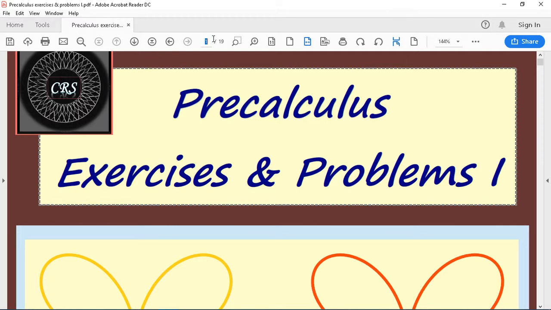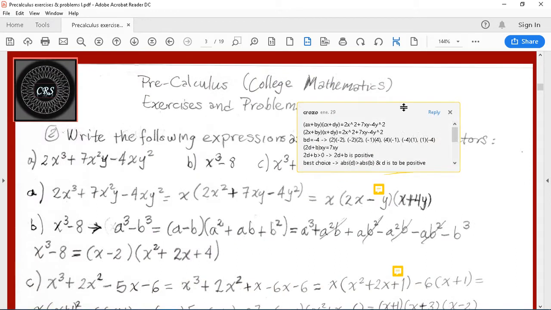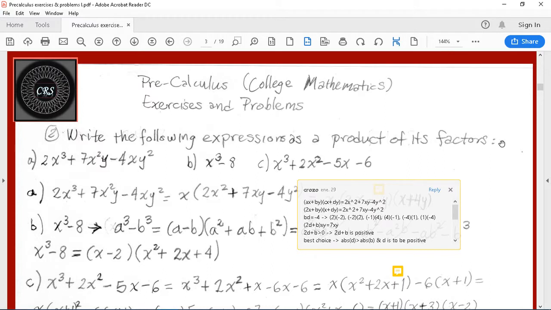Now, this video we're going to work on factoring problems. You have to write the following expressions as a product of its factors. First, we have 2x cubed plus 7x squared y minus 4xy squared. Next, we have x cubed minus 8, and as the last exercise for factorization, we have x cubed plus 2x squared minus 5x minus 6.